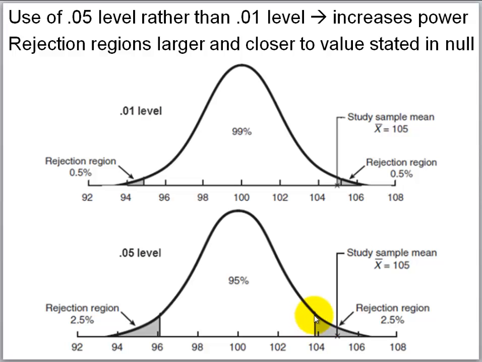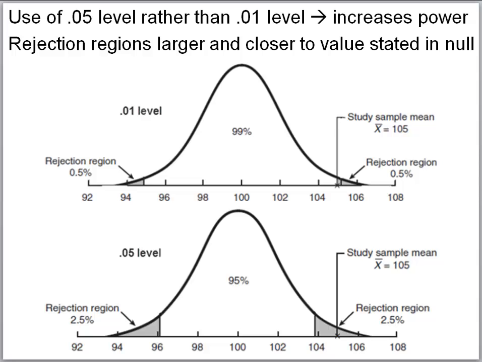So the result was indeed in a positive direction. If we were to use the 0.05 level, a score of 104 would be sufficient to reject the null, whereas if we had gone with the more difficult 0.01 level, we would have to get out to a score of greater than 105 in order to reject. So in sum, if the null is indeed false, you're going to stand a better chance of rejecting that false null if you use the 0.05 level.